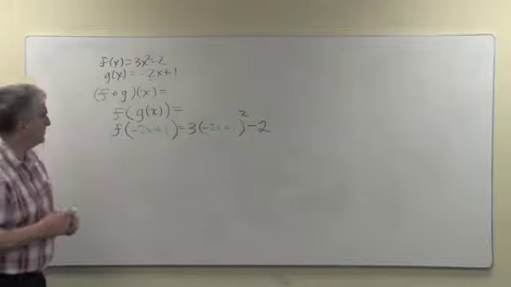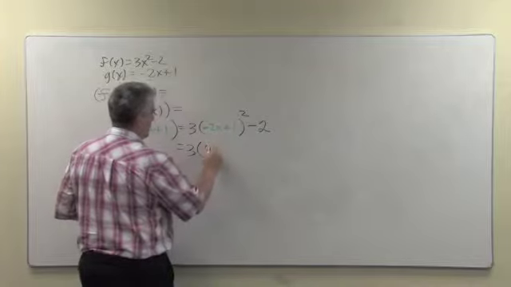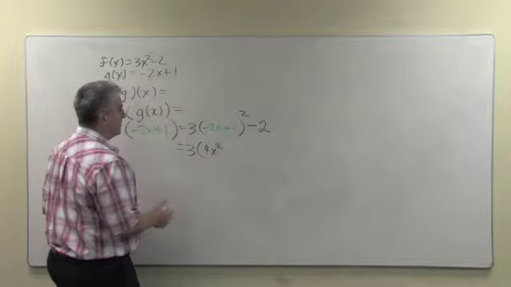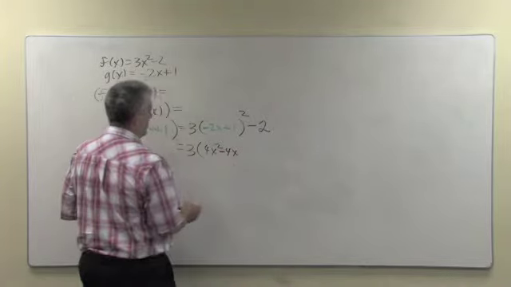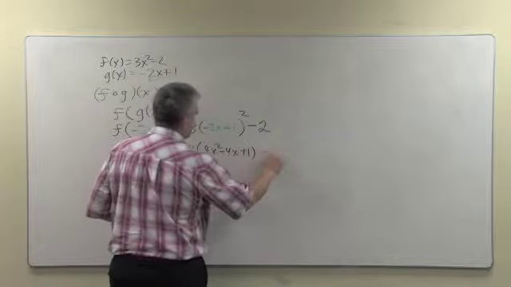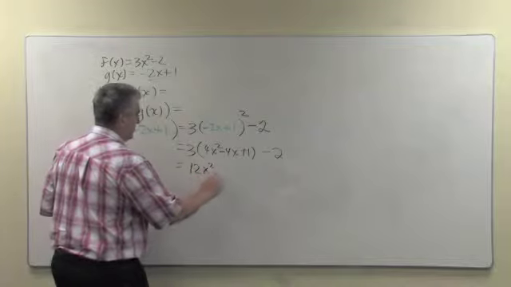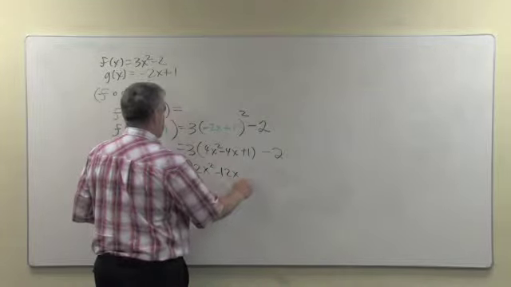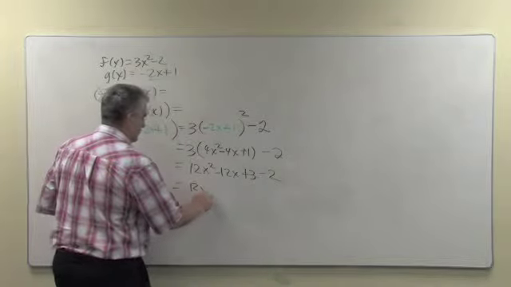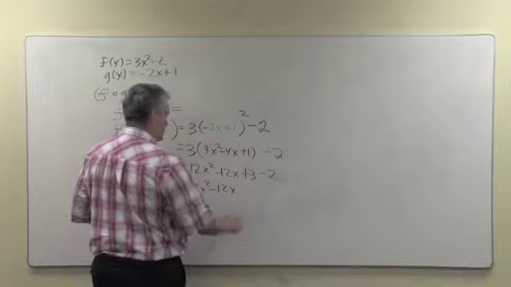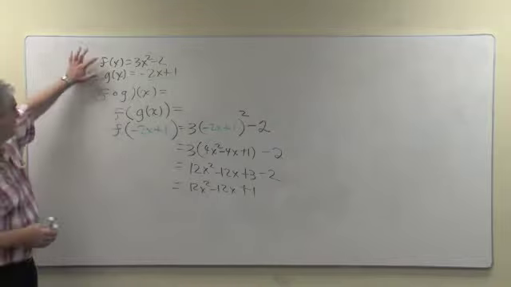Okay, now remember the order of operations. When we square a binomial, we square the first term, we're going to get 4x squared. We're going to double the product, so we're going to get negative 4x. And we're going to square the last term, plus 1. So we squared the binomial, then we're going to multiply by 3. 12x squared minus 12x plus 3 minus 2. And then we're going to have 12x squared minus 12x plus 1. So the composition gives us a brand new function which is made up of f and g.